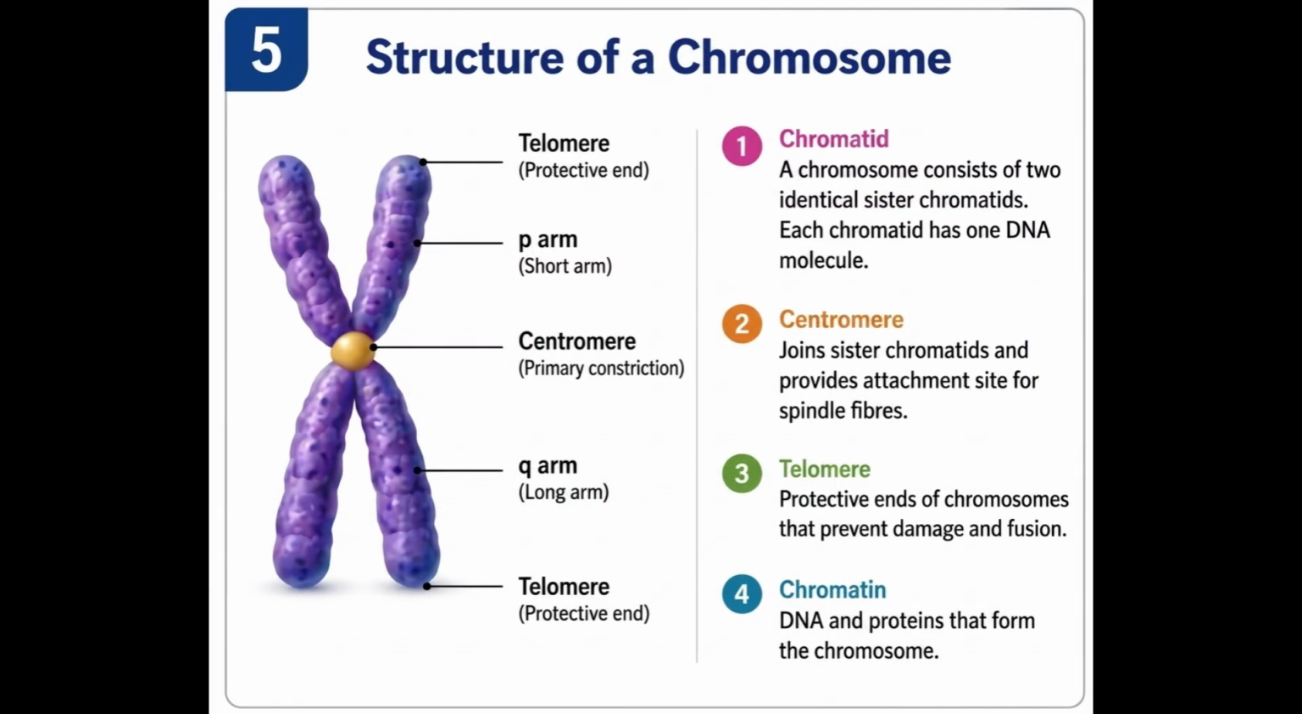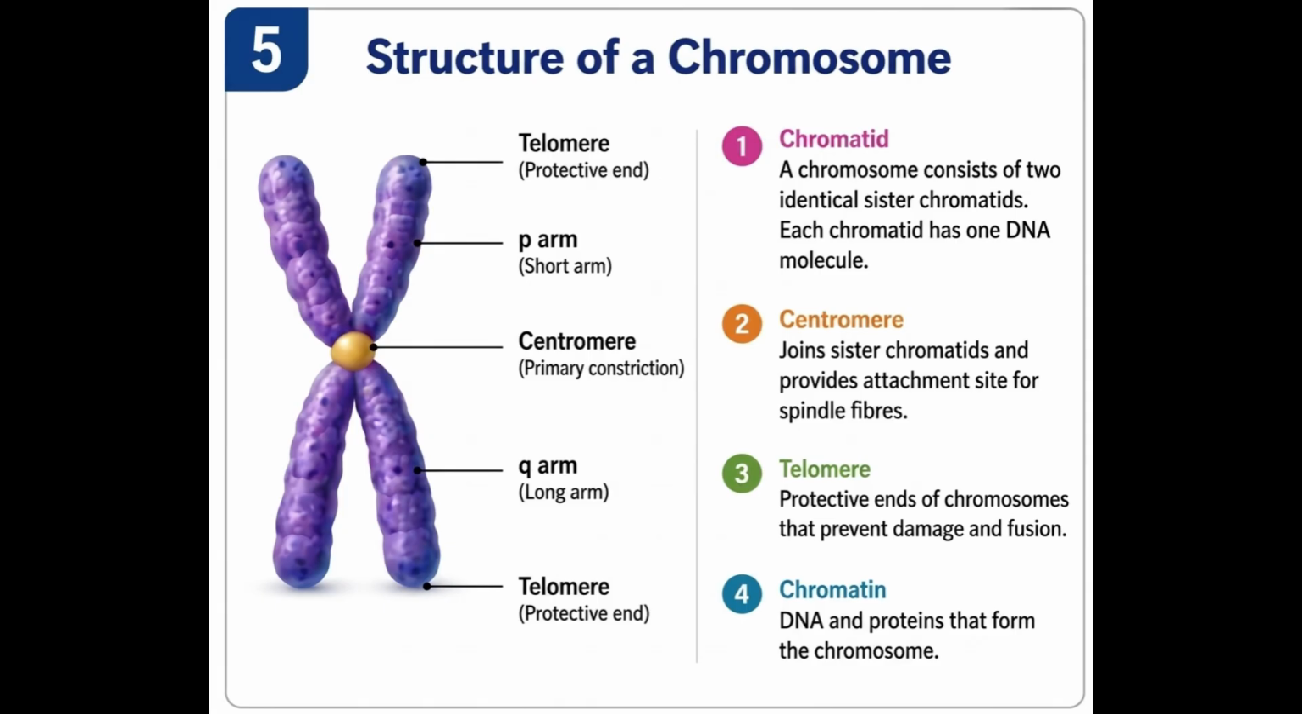Structure of a chromosome. A chromosome is mainly composed of DNA and histone proteins. Each chromosome contains two identical sister chromatids joined together by a centromere. The centromere acts as the attachment point for spindle fibers during cell division. The ends of chromosomes are called telomeres, which protect chromosomes from damage and fusion.